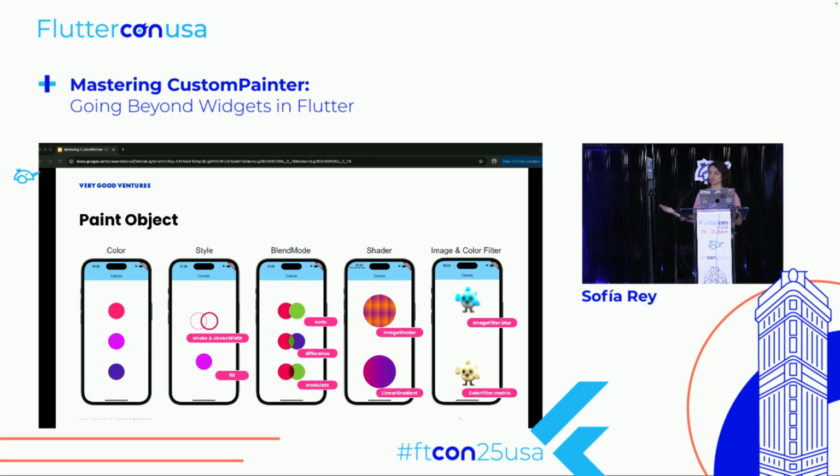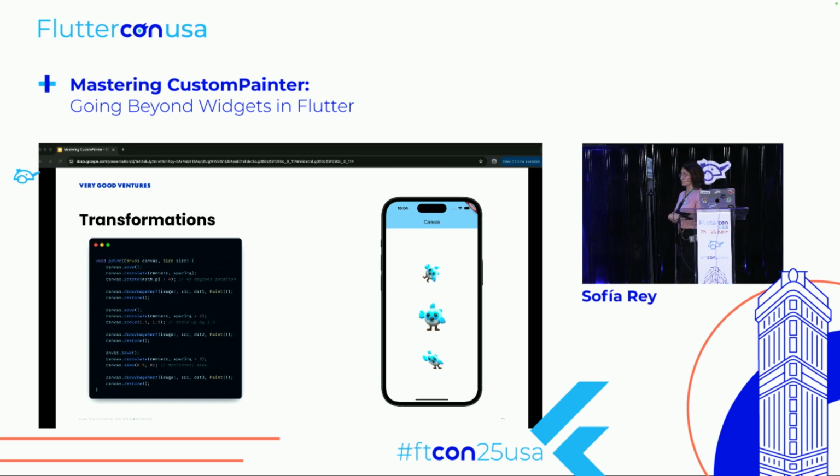Then you also have image and color filter, and as the name says, image filter will provide image filters. In this case, I'm showcasing blur. And then you have color filters. In this case, I created a sepia color filter using a matrix.